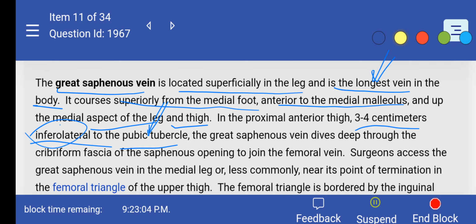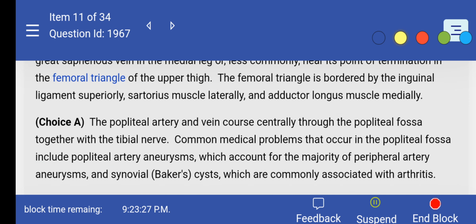Surgeons access the great saphenous vein in the medial leg, which is the most common region, while less commonly near its point of termination in the femoral triangle of the upper thigh, just like in this case. The femoral triangle is bordered superiorly by the inguinal ligament, laterally by the sartorius muscle, and medially by the adductor longus muscle. This is important. We would talk about this in another case.